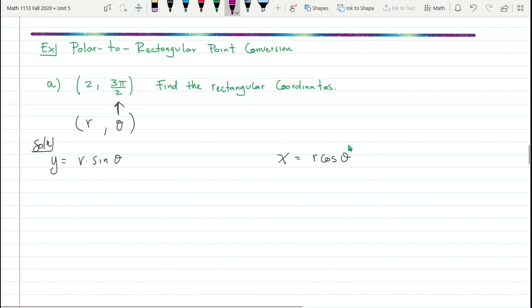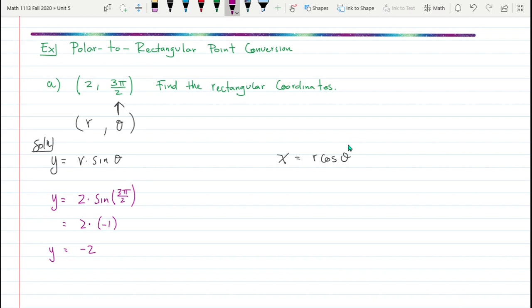So y is equal to 2 times sine of 3π/2. 2 times, what is sine at 3π/2? Sine at 3π/2 is negative 1. So this becomes negative 2. y has a value of negative 2.